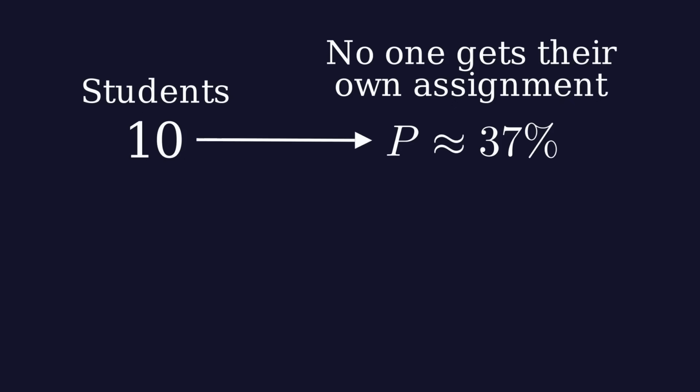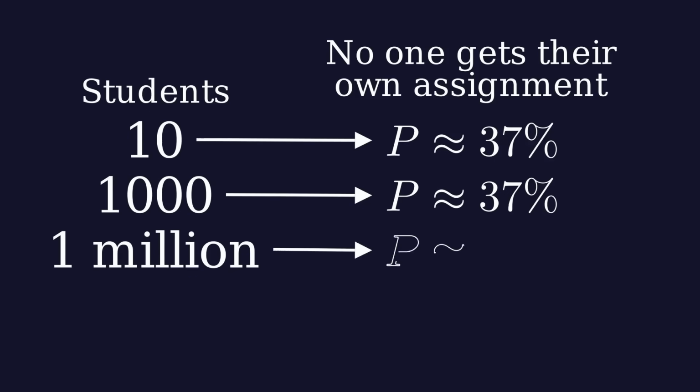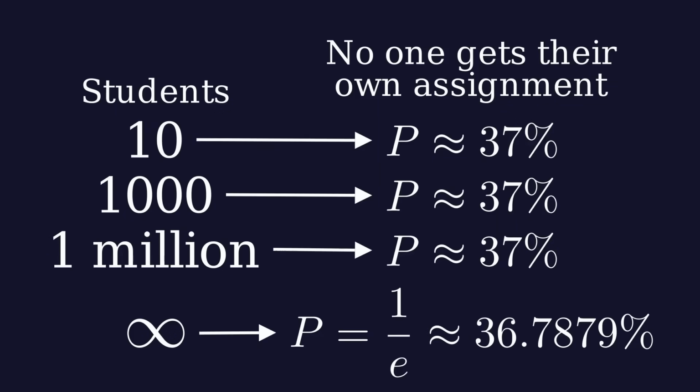What's interesting is that if we had more students, the probability stays around 37%. Even with 1 million students and 1 million assignments, the probability that no student will get their own assignment is still around 37%. And as we get more and more students, the probability converges to 1/e.